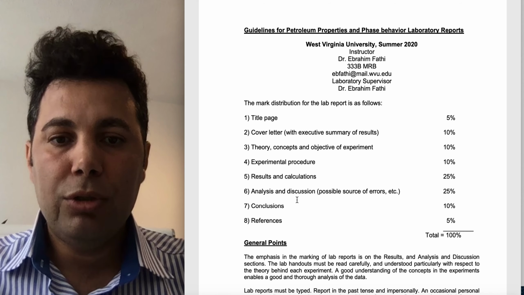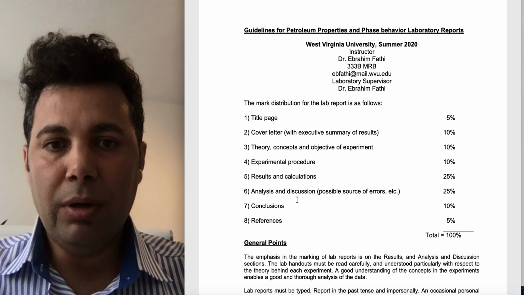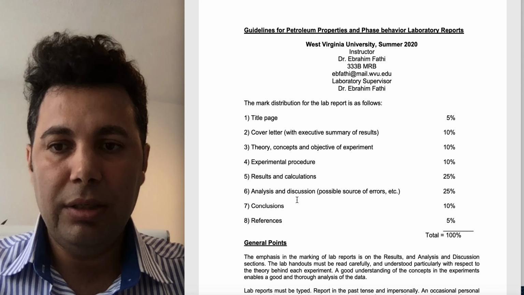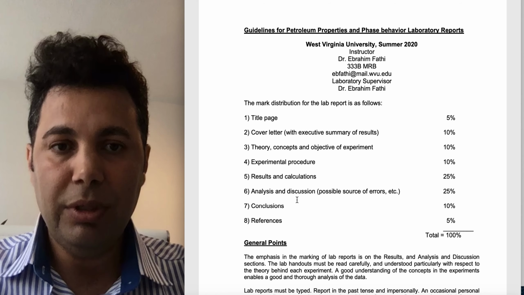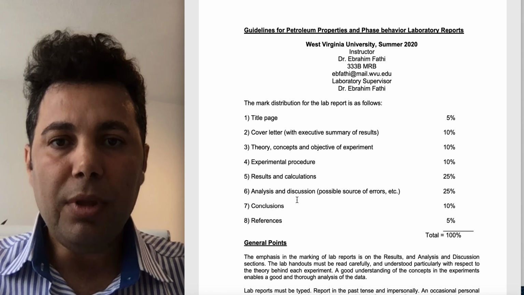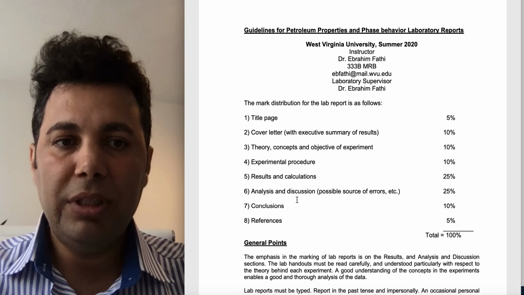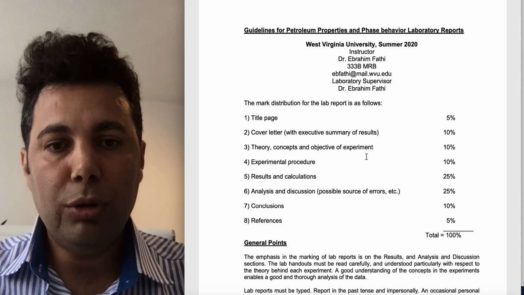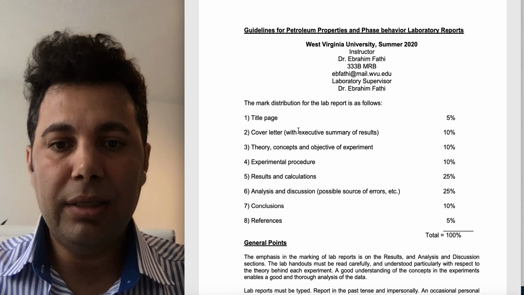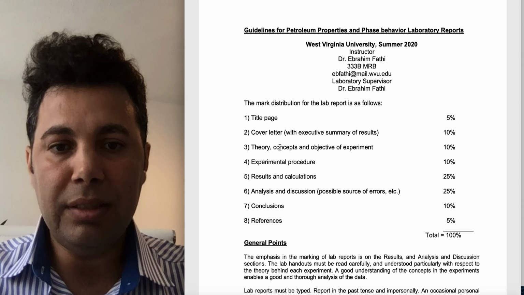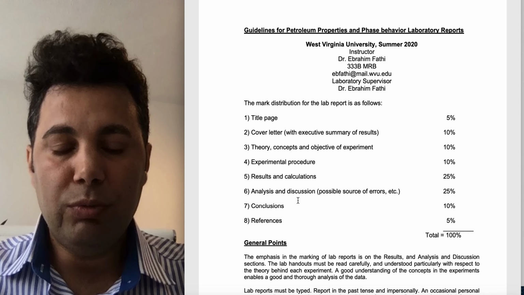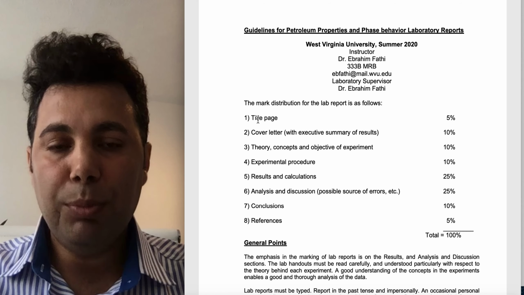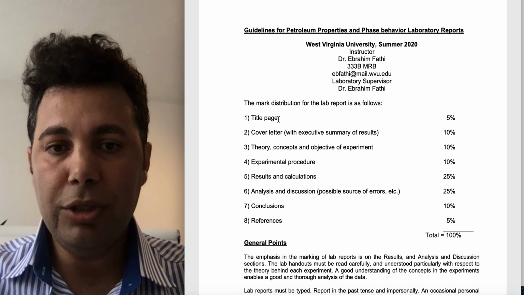Okay. So before going over our lab number 1, I would like to go over the guidelines for writing the lab report. I already posted the guidelines for the lab reports online in your eCampus, and here I'm going to go over it. The way that your lab report will be graded is based on the matrix provided for the TA as follows. All the lab reports must have the title page, okay?